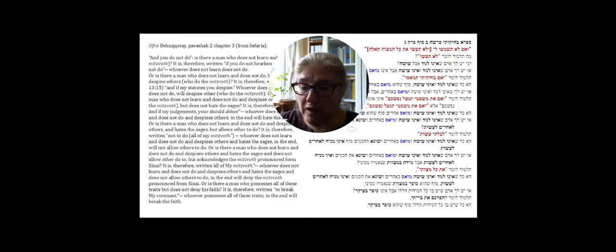So this is the text. If one does not learn the commandments, one does not do them. And if one does not do them, one is disengaged from others who do them. And as a result, one hates the sages, and then one does not let others do the commandments. Then one does not acknowledge that the commandments were said in Sinai, and eventually such a person will deny the core, the essence, kofer ba'ikar.